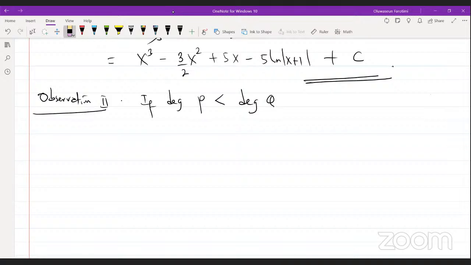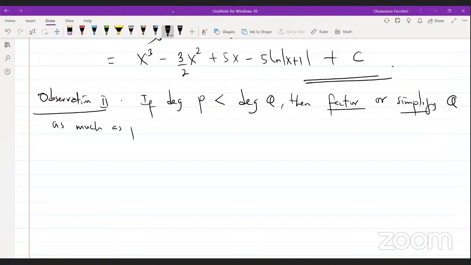So when this happens, what do we do? What's the action to take? Then factor. You've got to factor the bottom. When the degree of the top is less than the degree of the bottom, you factor the bottom, or simplify it. But you've got to do that as much as possible. That means you should be able to split it to the least possible case.